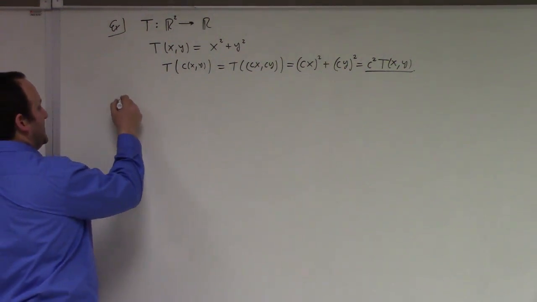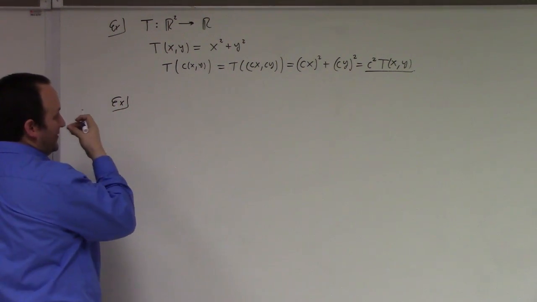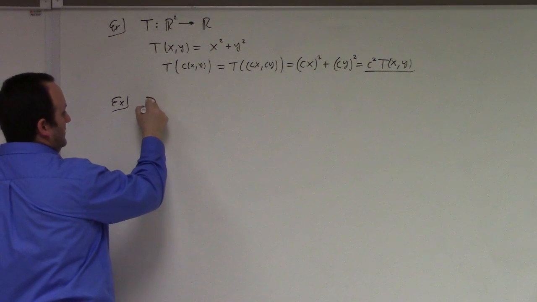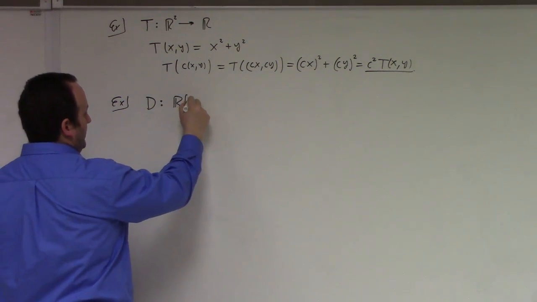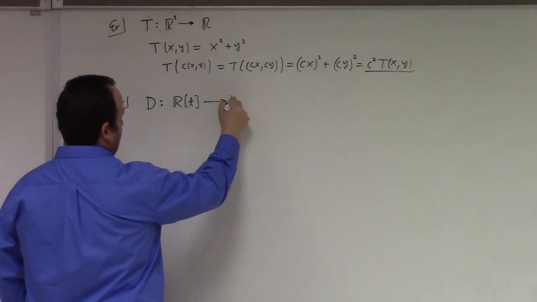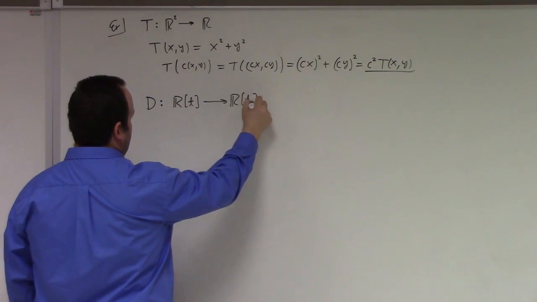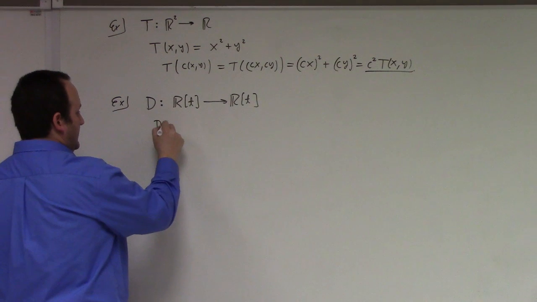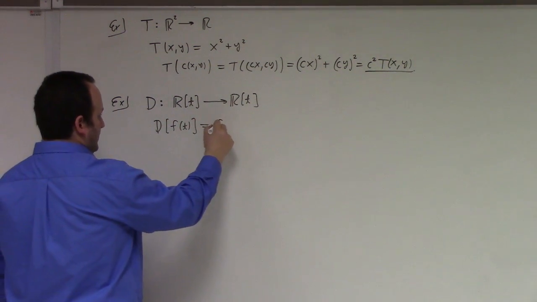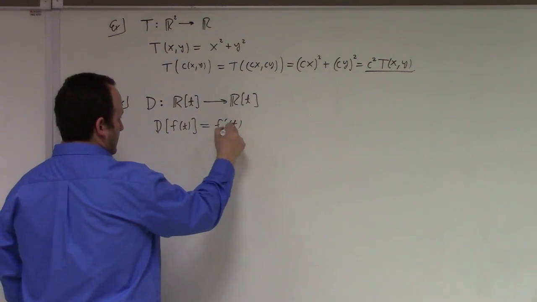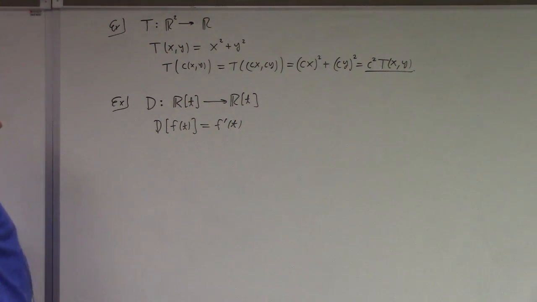Enough non-examples. What are some actual examples? How about this? If we look at D, I'm mapping from, let's say, R of t to R of t, where these are, of course, the polynomials in t. And our definition is D of f of t is equal to f prime of t. Is this a linear transformation?